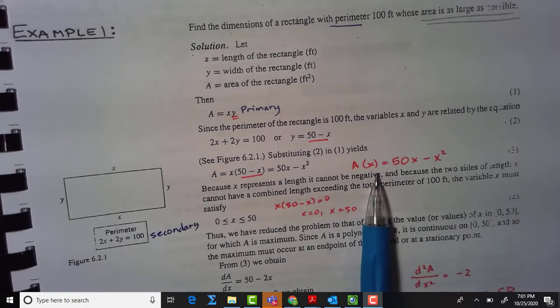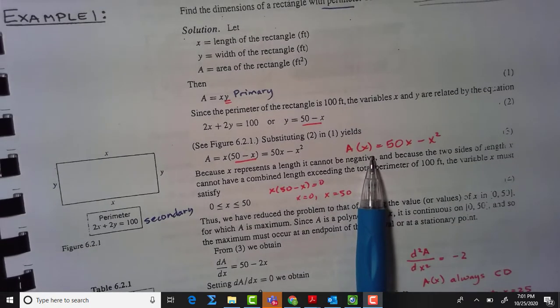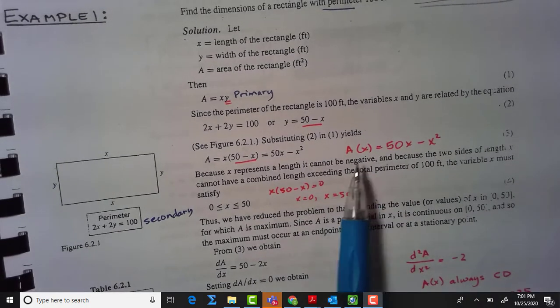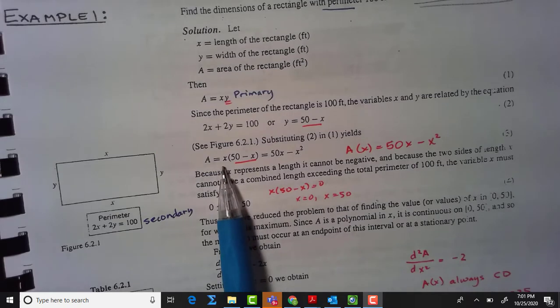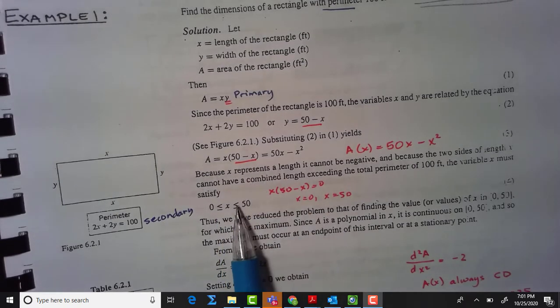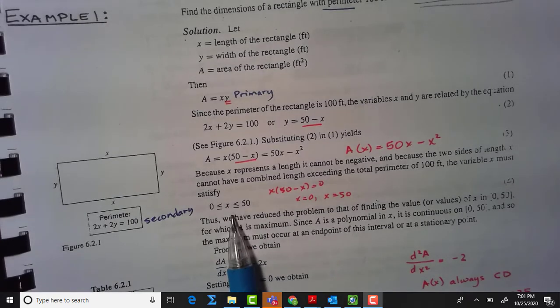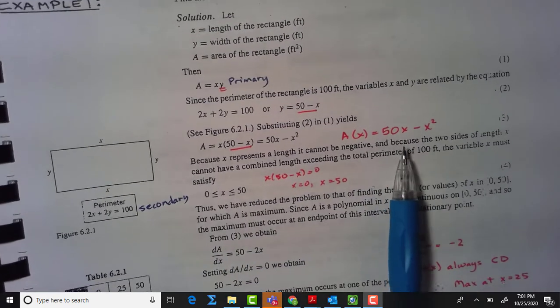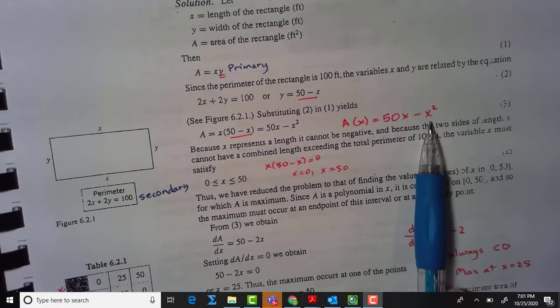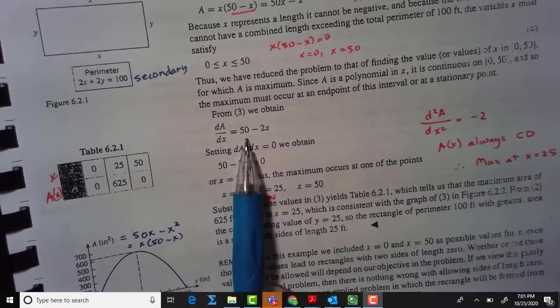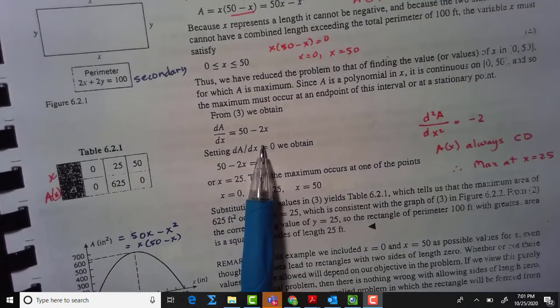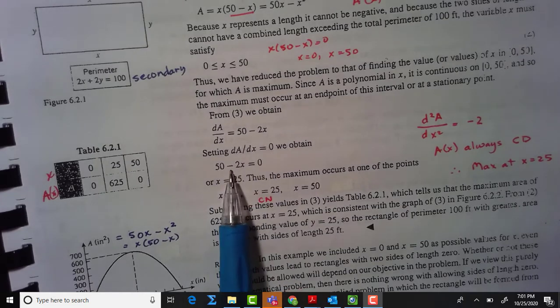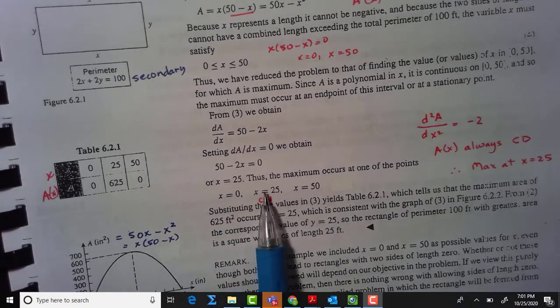However, let's determine what our constraints are for x. Area is going to be 0 when x is 0 and when x is 50. So our domain has to be between 0 and 50. Okay. Now we're going to take the derivative. Of course, the derivative of 50x minus x squared is 50 minus 2x. The derivative equals 0 when x is 25. That is our critical number.